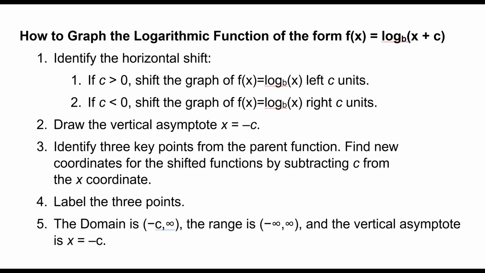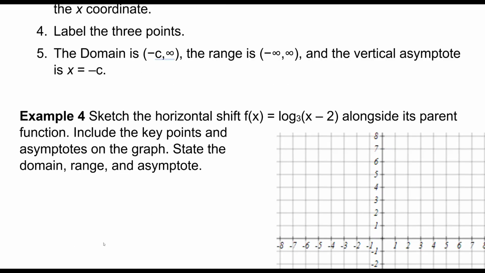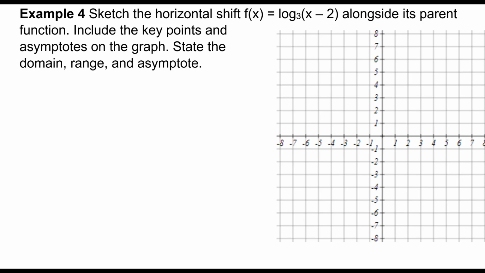Identify 3 key points from the parent function, so you can shift over those key points, like it would have gone through 1, 0, but now you can move that over. And it would have gone through b, 1, but you can move that over either direction. Find new coordinates for the shifted function by subtracting c from the x coordinate, and label the 3 points. The domain is negative c to infinity, the range is negative infinity to infinity, and the vertical asymptote is x equals negative c. So let's sketch this graph.